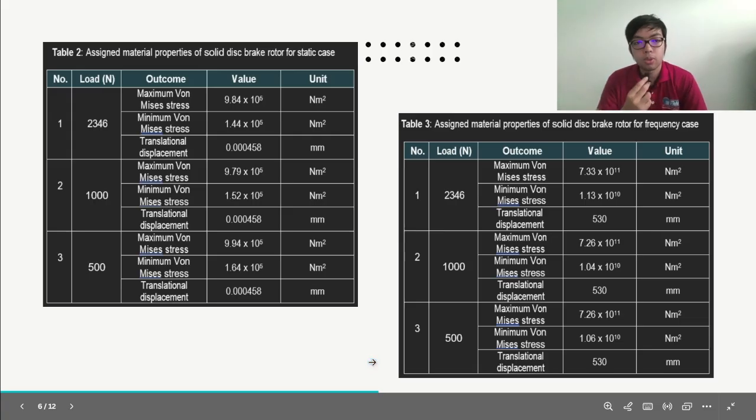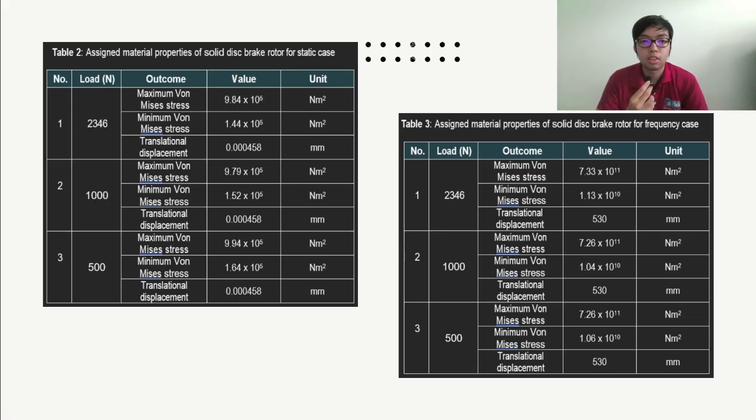So as we all know, there are two types of disc brake rotors in this experiment, which are the solid disc brake rotor and the ventilated disc brake rotor. For each type of disc brake rotor, we have two cases, which are the static case and the frequency case. Table 2 shows the assigned material properties of the solid disc brake rotor for the static case. For each case, we applied three different values of load, which are 2346 Newton, 1000 Newton, and 500 Newton.